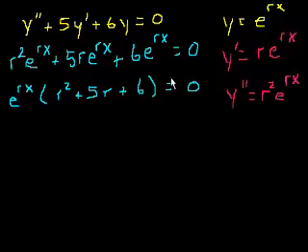And our goal, remember, was to solve for the r or the r's that will make this true. And in order for this side of the equation to be 0, what do we know? Can e to the rx ever equal 0?